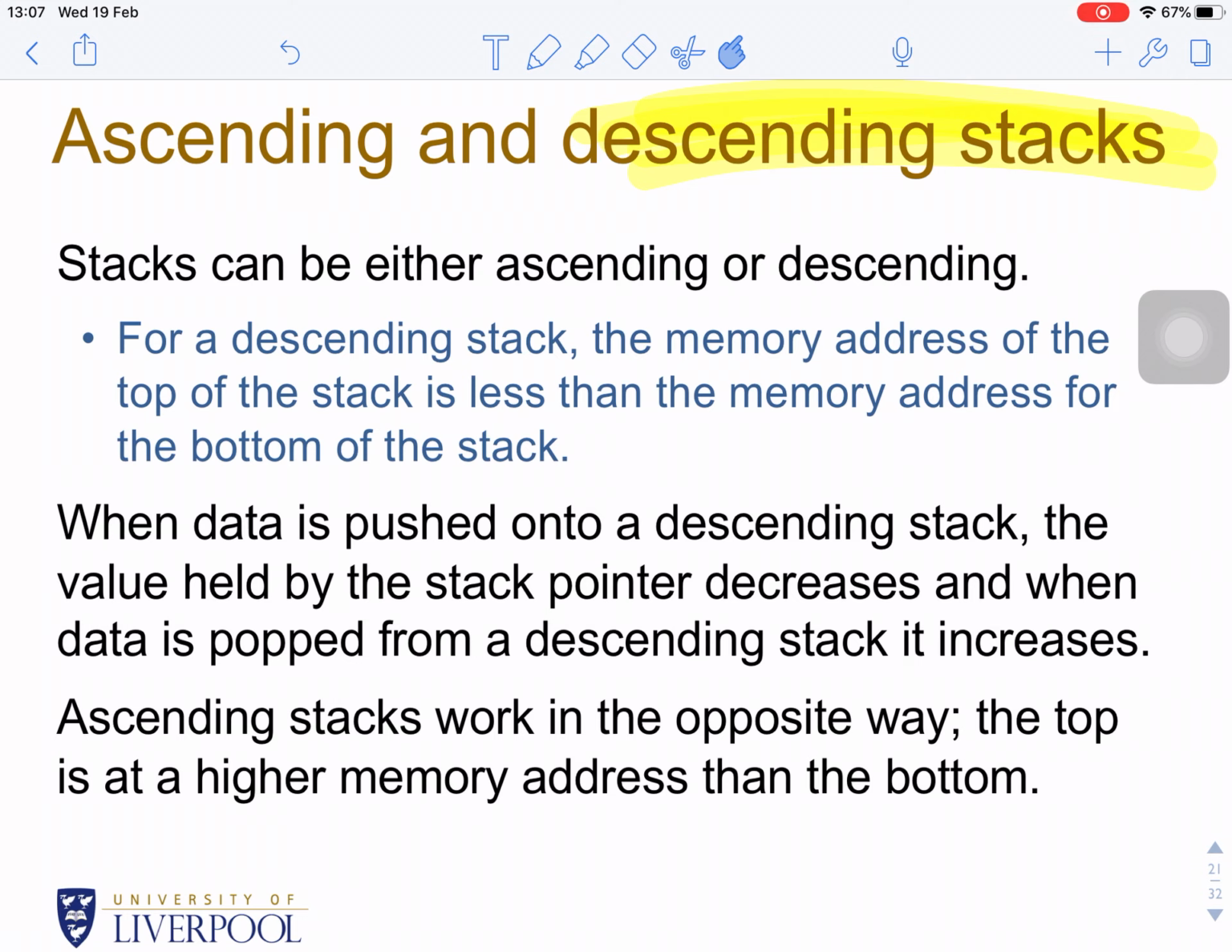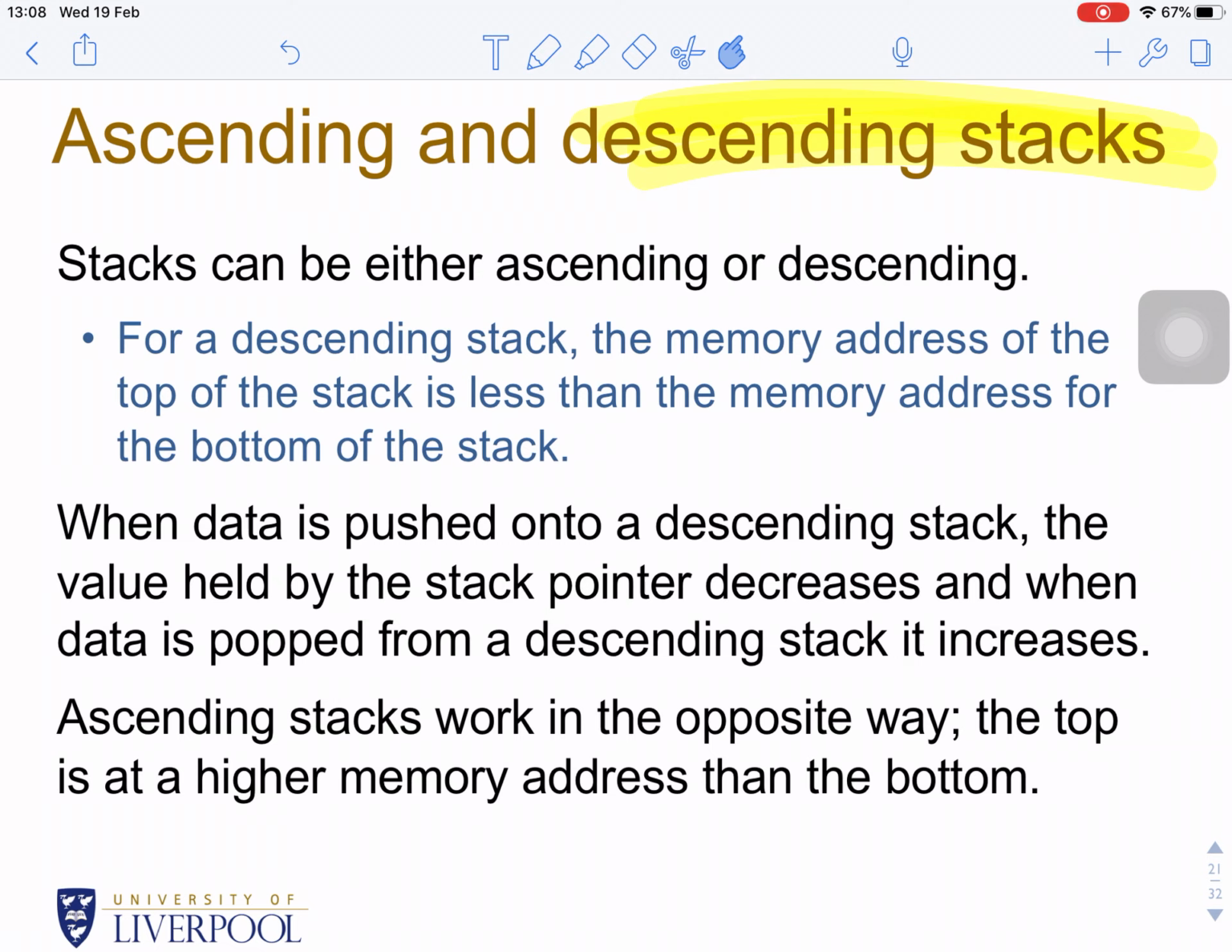For a descending stack, the memory address of the top of the stack is less than the memory address of the bottom of the stack. So when data is pushed onto the descending stack, the value held by the stack pointer decreases. When data is popped from the descending stack, it increases. Normally, if we push it in, it should increase. But what if we push it in and it decreases.